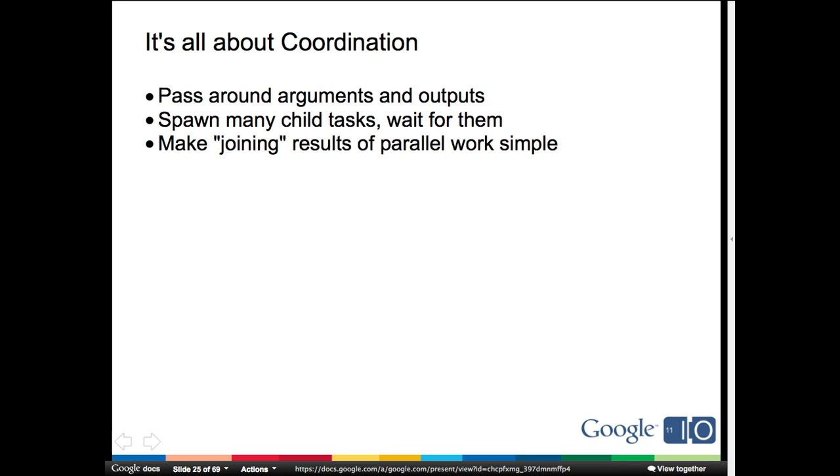So I'm trying to build glue. I want to be able to pass arguments between different functions and pieces of work and take their outputs and pass them to other pieces of work. I want to be able to spawn a lot of different child tasks and wait for them. And in the end, I want to make joining really easy. So that first diagram I had with the maps on the left side, I want to make that process of combining data together really easy.